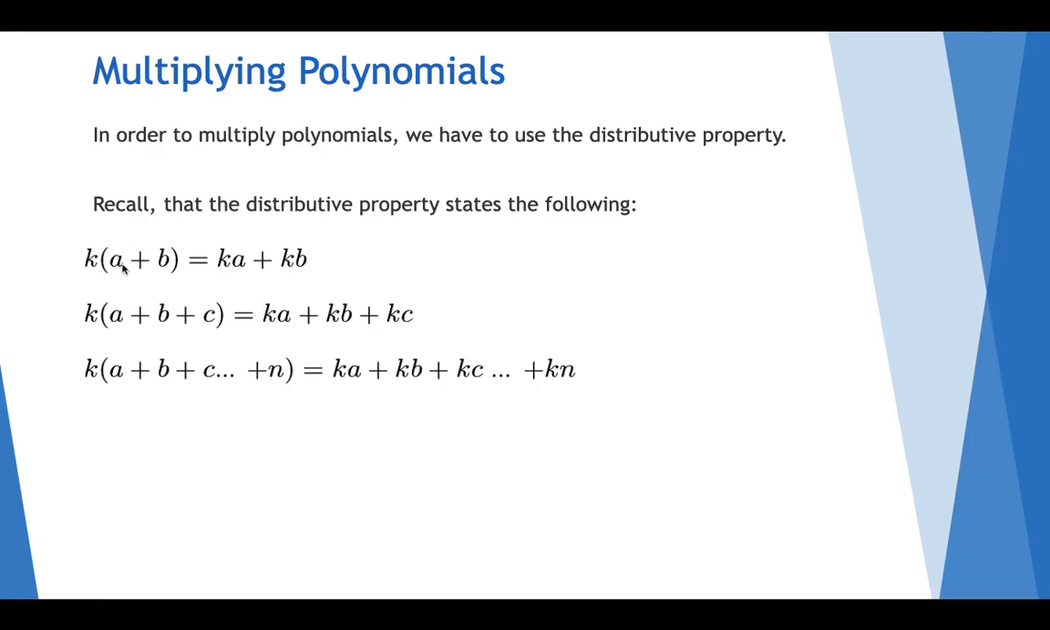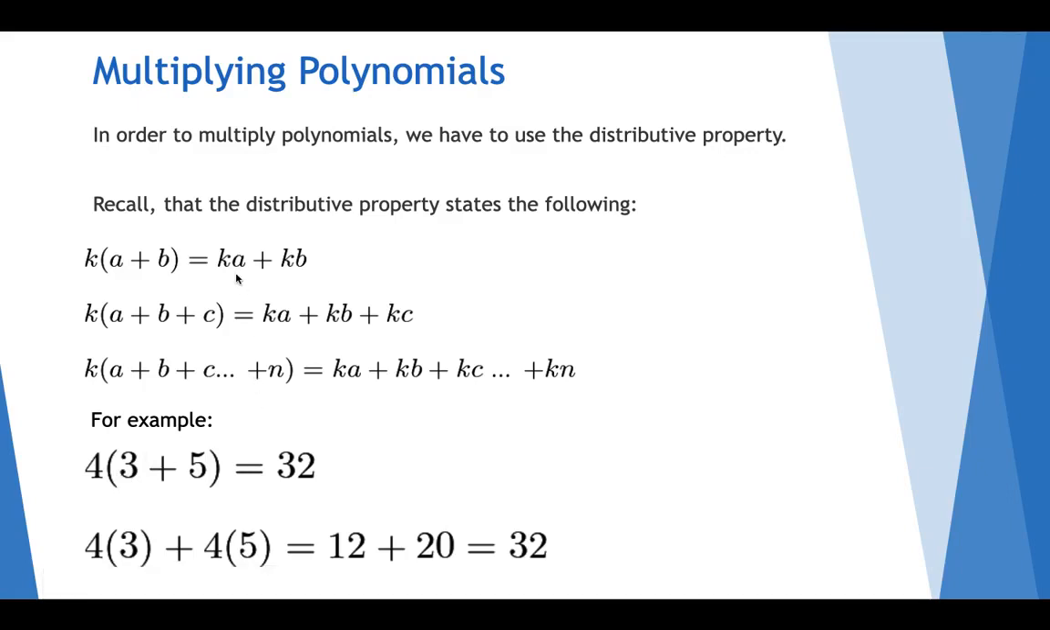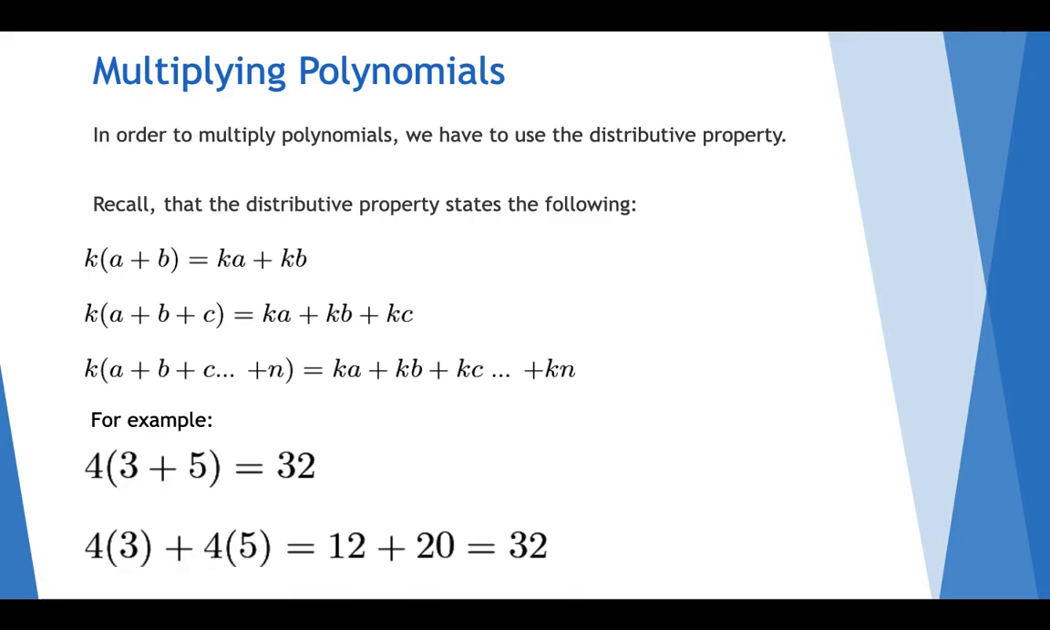So k times the quantity a plus b equals ka plus kb, and same thing if you have 3 different addends that you're adding up, or however many. Does not matter. For example, if you want to do 4 times 3 plus 5, well, you could just add this up and do 4 times 8, that's 32. Or you could use this distributive property to do 4 times 3 plus 4 times 5, which is 12 plus 20, which is 32. They'll give you the same answer regardless. Now, with this example in particular, the distributive property is not necessarily that useful, but for multiplying polynomials, it is.